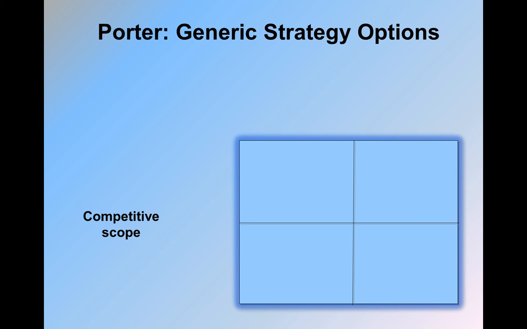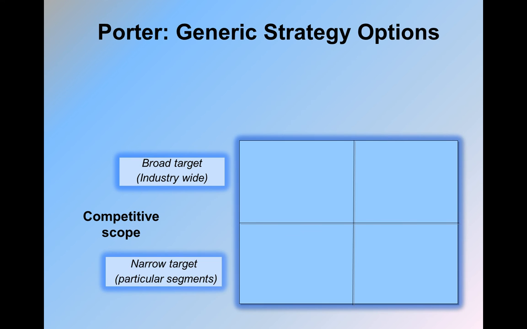So, turning to Porter and his generic strategy options. Porter sees there are 2 variables in deciding which strategy to follow. The first is the competitive scope which is going to be chosen, and that might be a very broad scope, so addressing a very wide section of an industry, or it might be more of a niche approach, a narrow target focused on particular segments or a particular segment in a bigger industry. So we've got scope on the one hand, and then the other variable is what's the basis of the competitive advantage which is going to be chosen.